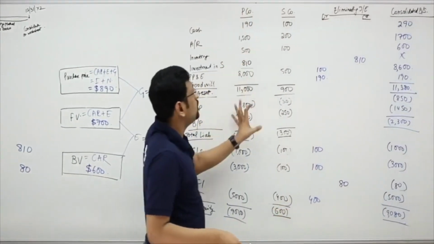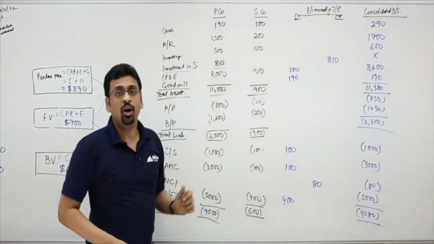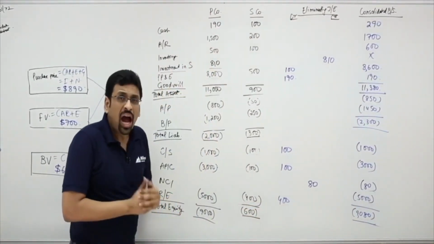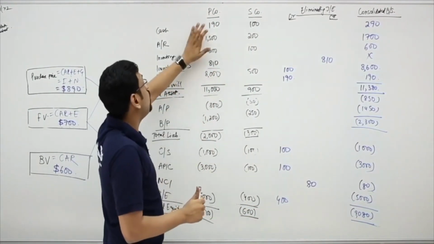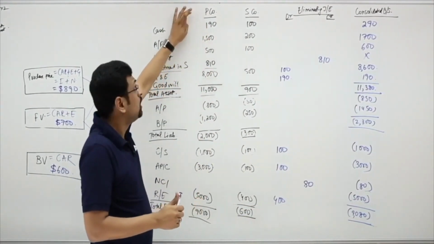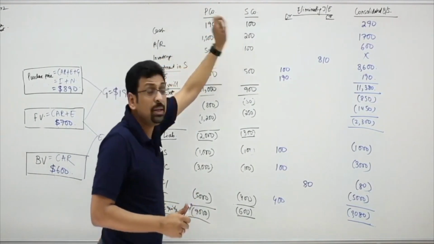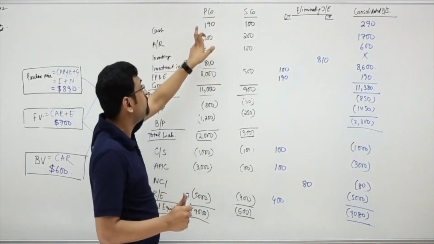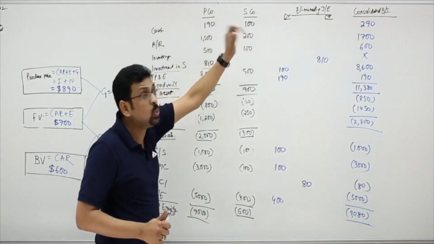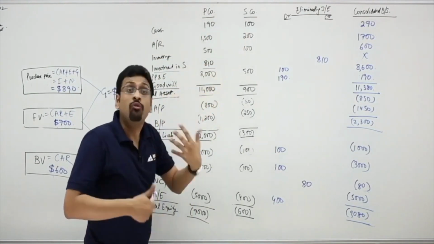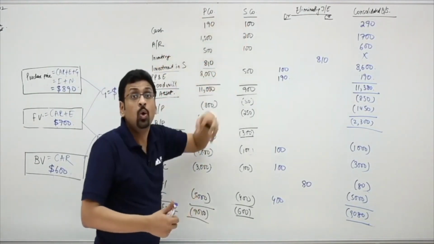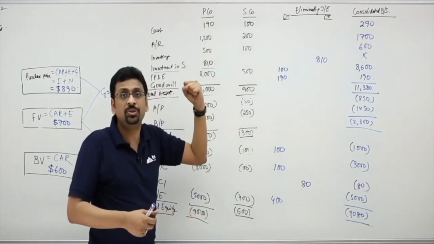The parent owned 90% of the subsidiary. So ideally you would have expected $190 of this cash, that's the parent's cash, and the parent has only 90% of the subsidiary cash. So it should have been 190 plus 90, 280. But no, we do it 190 plus 100. We take 100% of the subsidiary.